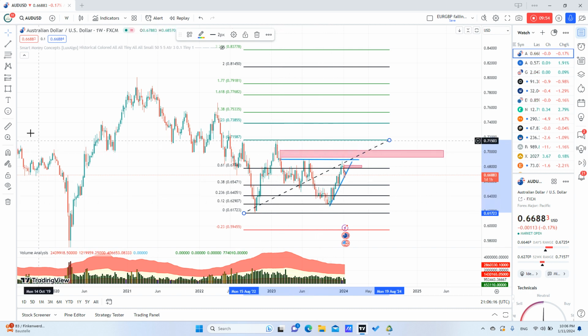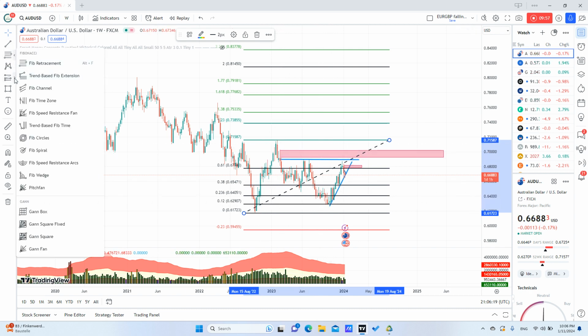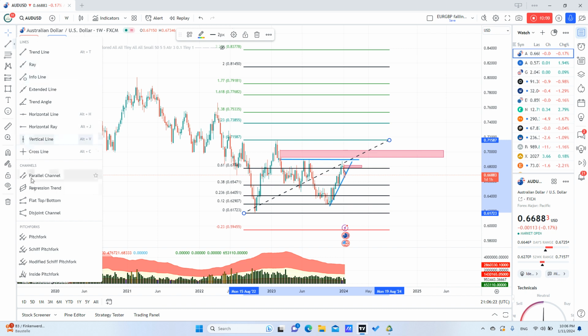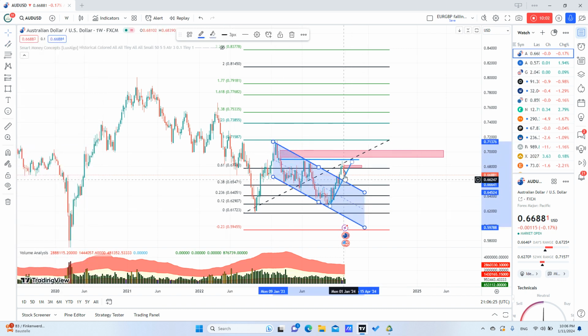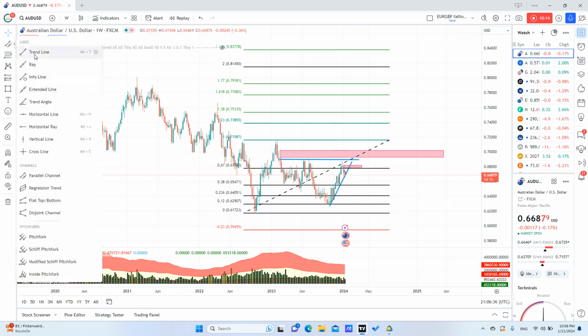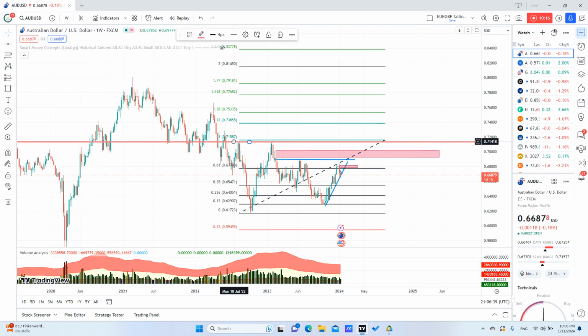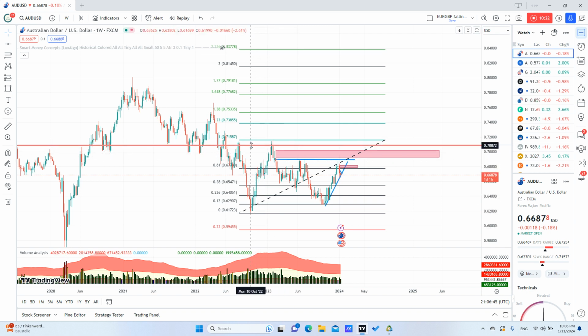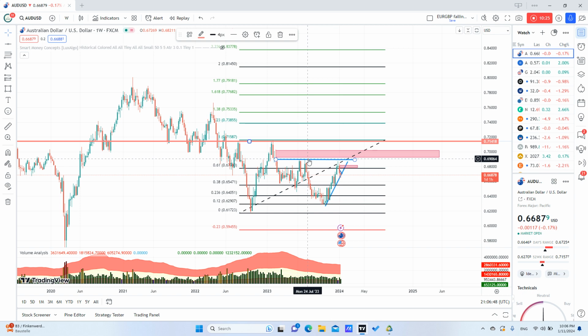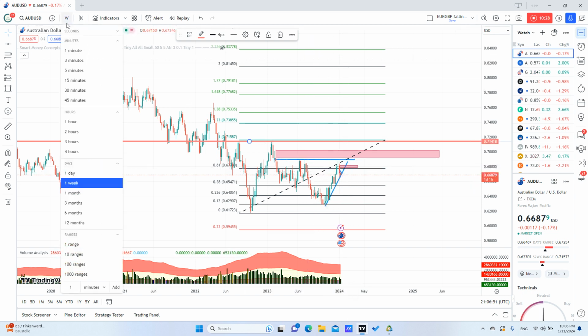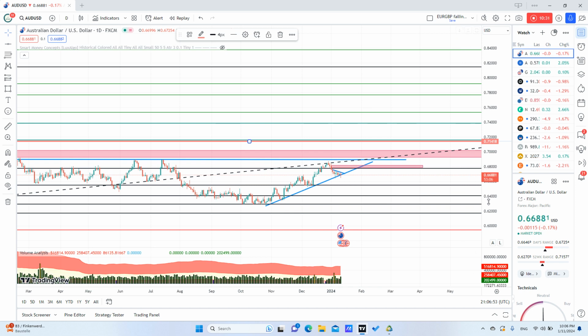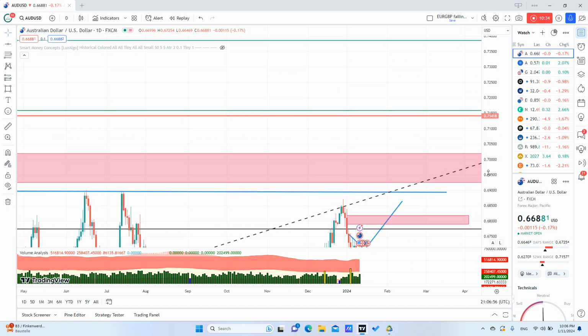And then this can be a correction, and then we may go up from here. But actually, we also didn't break this resistance, which also makes it a very good target. We have double bottoms here, and here also double bottoms. So it's tricky, but I think our next move will be to buy AUDUSD.